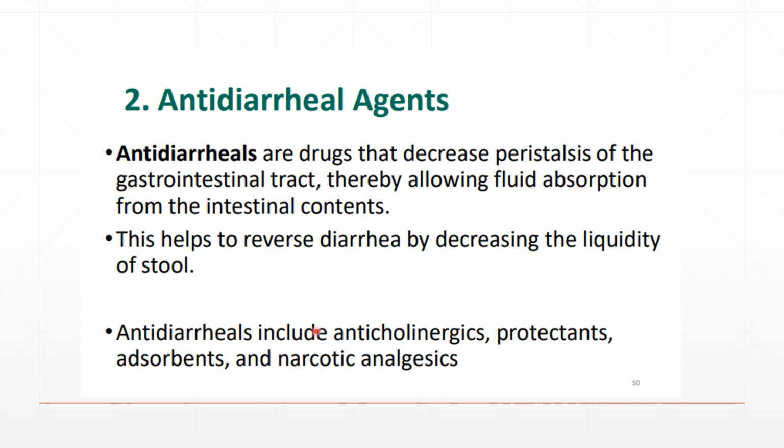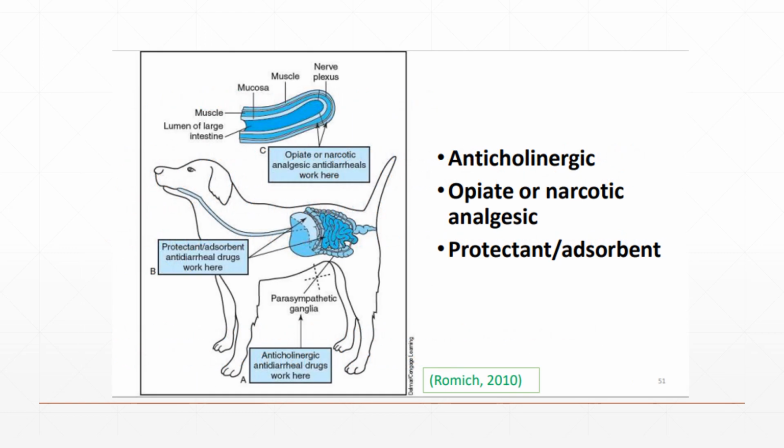So what are antidiarrheal agents? These include anticholinergics, protectants and adsorbents, and the narcotic analgesics. These are the different groups of antidiarrheal agents and their site of action. We have the anticholinergic, opiates, and the protectants and the adsorbents. These are the sites of action of the protectants and the adsorbents. We also have the anticholinergic drugs and the opiates.